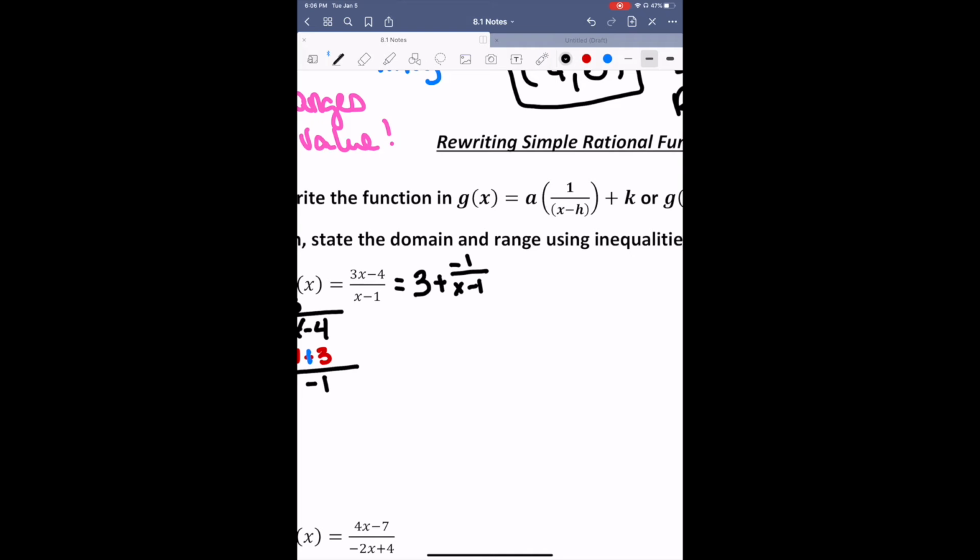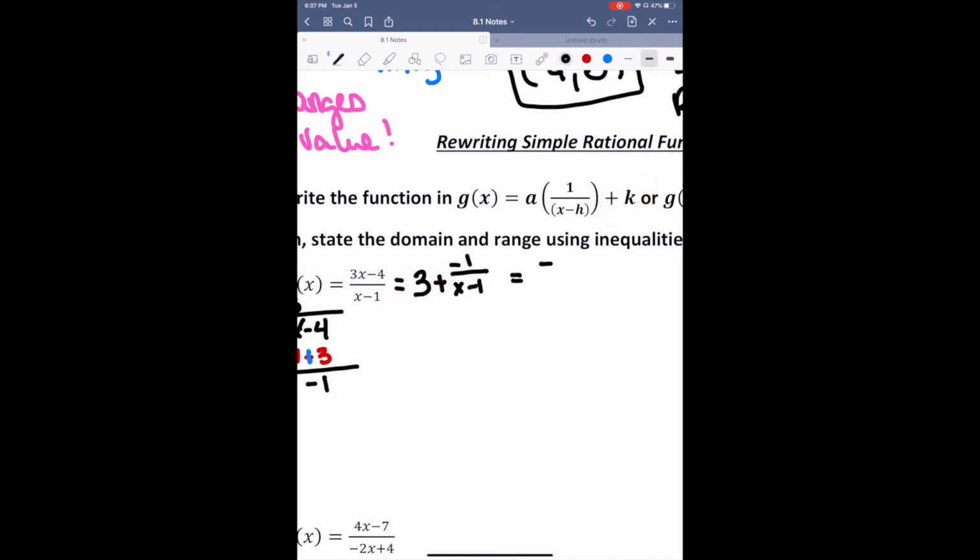Now, here is what you have to keep in mind, okay? Your numerator, when you do rewrite it, has to be positive 1, right? This is positive 1. If it is not a positive 1, you're going to bring it down as the a value. So in this case, we have negative 1. We need to bring that negative down as our a value. Your quotient actually becomes the k value. So we're just going to go ahead and flip it here so you can see what I mean.